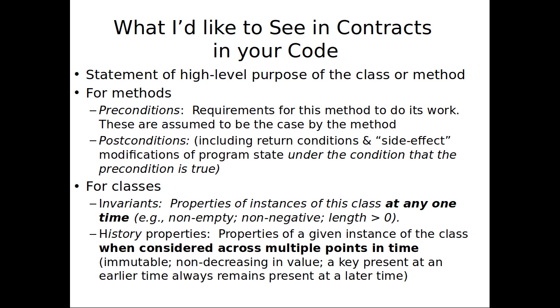So if we have this point in time and a later point in time, it cannot be less at the later point in time than its value at the first point. That's an example of a history property. Another example of a history property, ladies and gentlemen, would be the fact that this class is immutable.